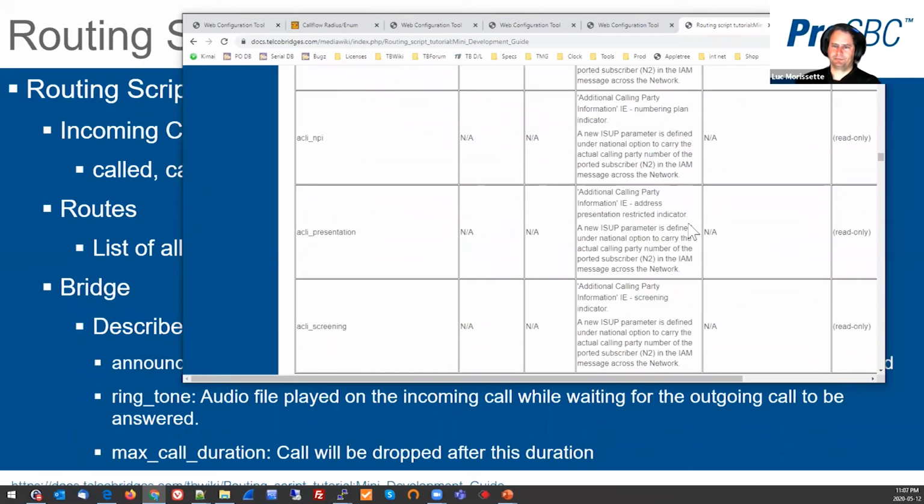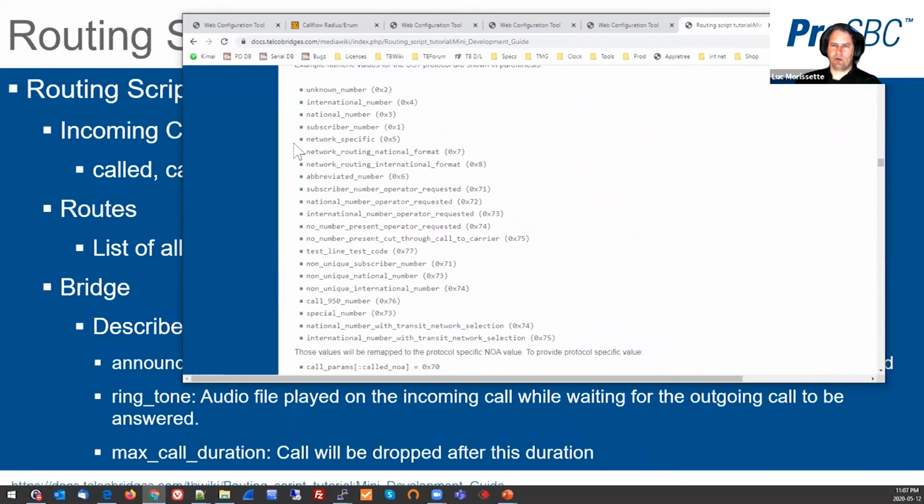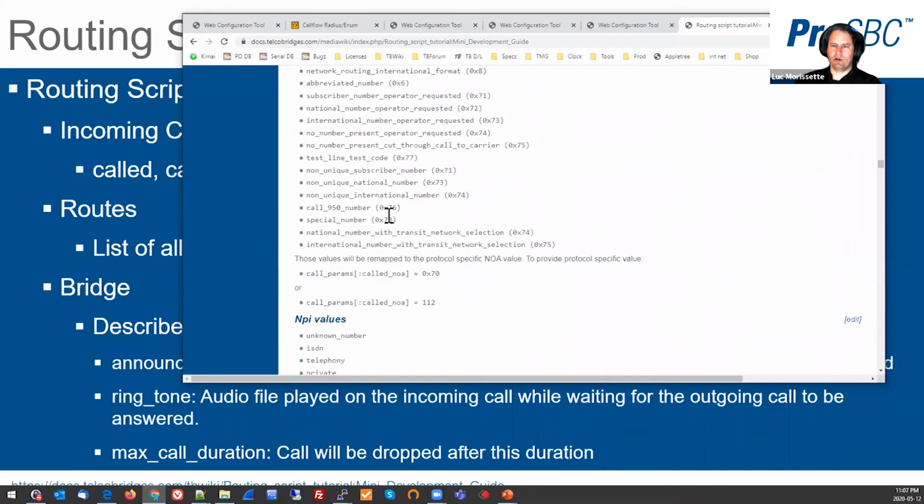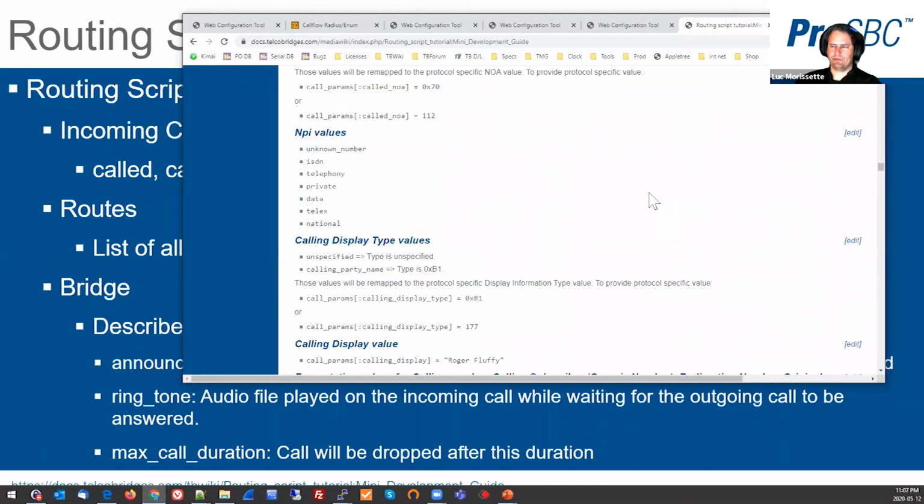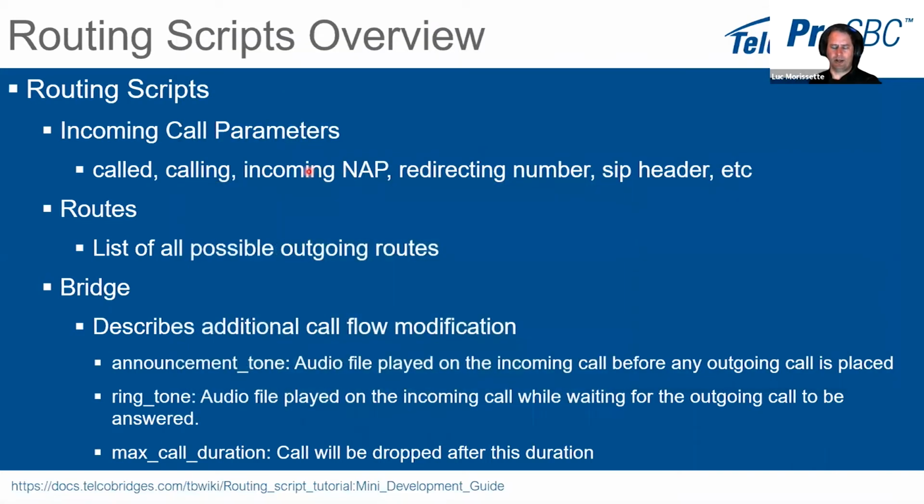Each one of them is explained if you go down this page. So the list is pretty long. In addition to the ones I just showed there, there are also SIP headers that can be extracted, additional SIP headers and stuff like that.